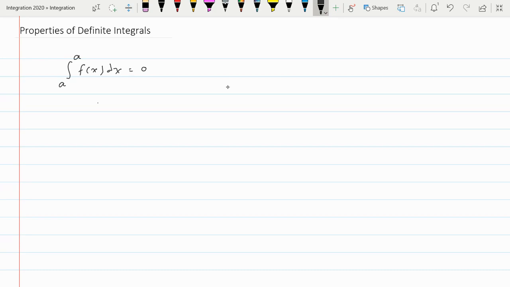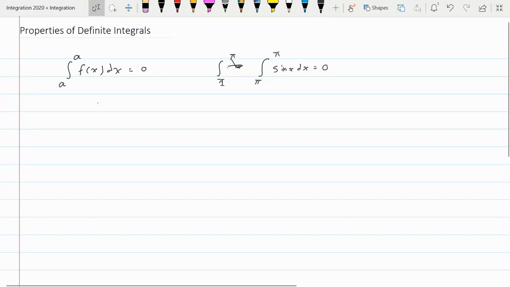For example, what is the integration from pi to pi of sine x dx? Because I'm not going anywhere, I'm still at the same point, the answer will be 0. So this is the first property, where I have to find the integral from a point to itself.